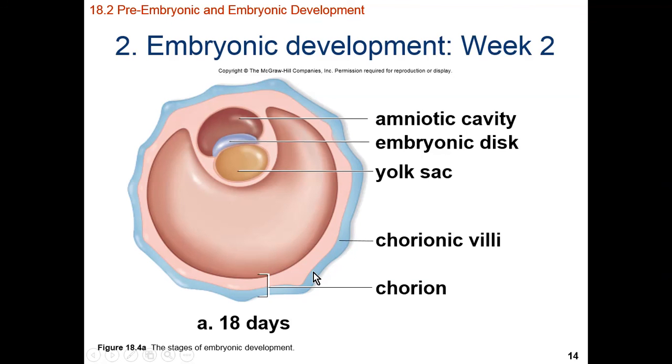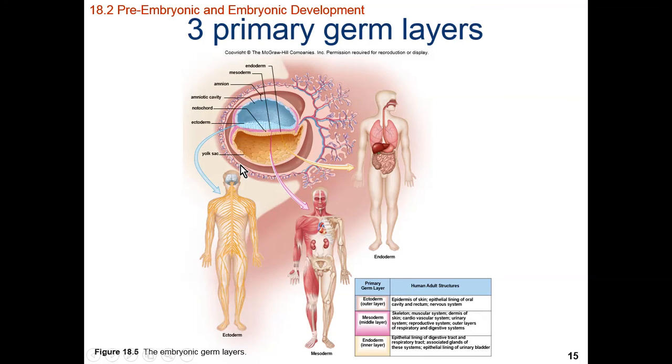So 18 days after fertilization, we have a blastocyst that has implanted. It's surrounded by a chorion. We have an amniotic cavity, we have the embryonic disc, which is beginning to differentiate, and then we have the yolk sac forming. And that embryonic disc will differentiate into 3 germ layers. We have the ectoderm, the mesoderm, and the endoderm.